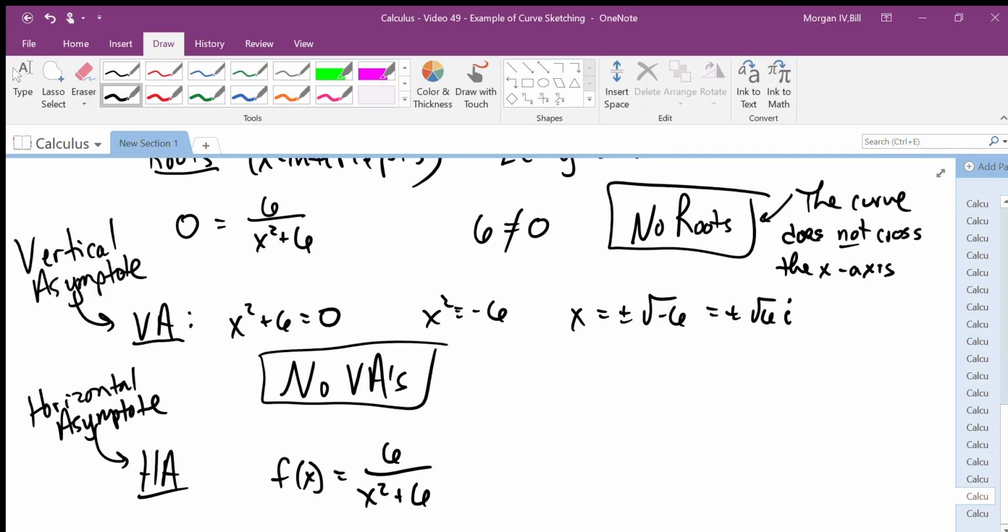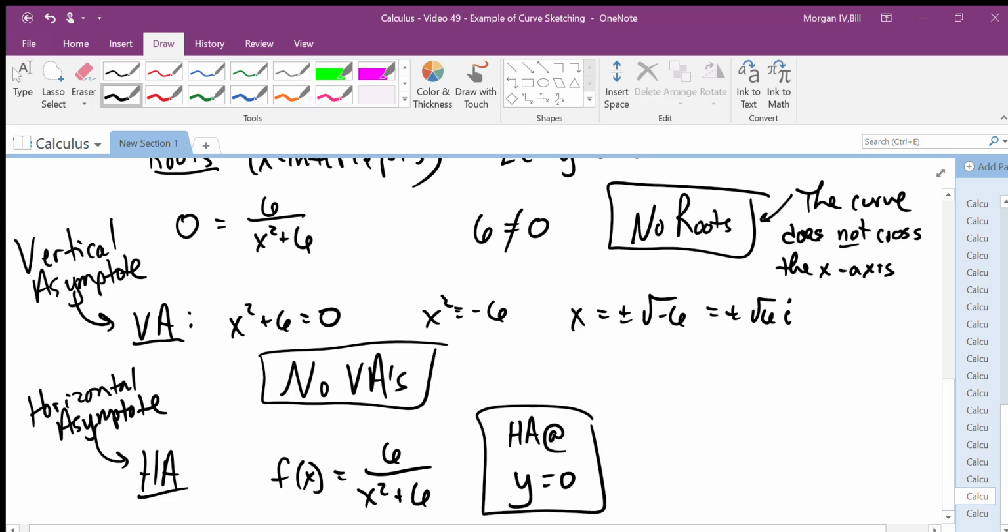And this also goes back to when we did limits, right? If we let the limit as x goes to infinity, that's what we talked about with horizontal asymptotes. Same idea there. So we will get a horizontal asymptote at y equals 0, because as x gets really large or negatively large, the function value goes to 0.